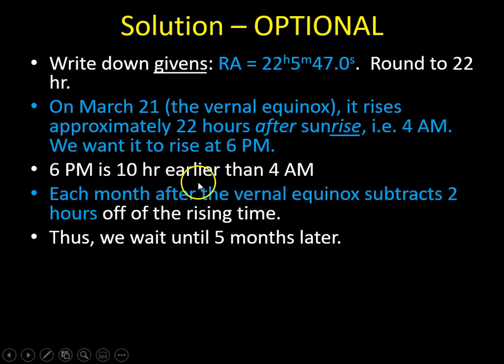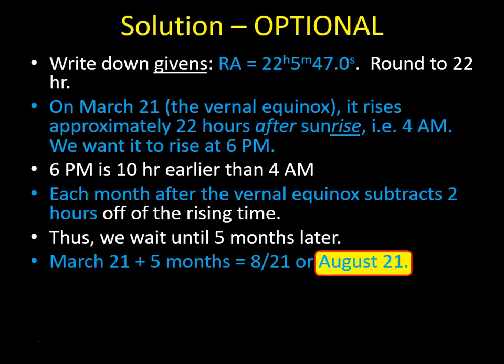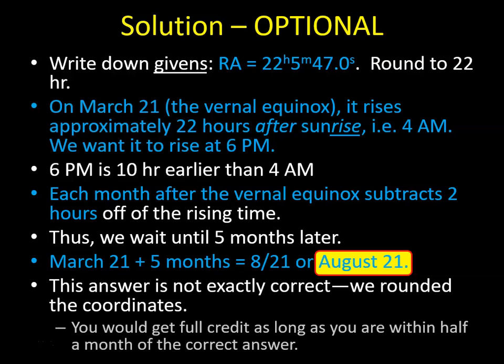And this is assuming no daylight saving time, by the way. So we might have to correct that, if it turns out that we're going to be in a daylight saving time area. So March 21st plus 5 months turns out to be August 21st. So first of all, the answer is not exactly correct because we rounded the coordinates. Second of all, we do need to take daylight saving time into account.